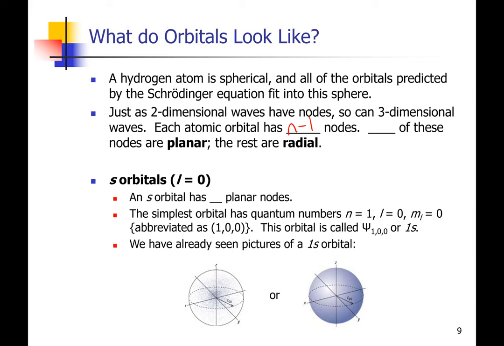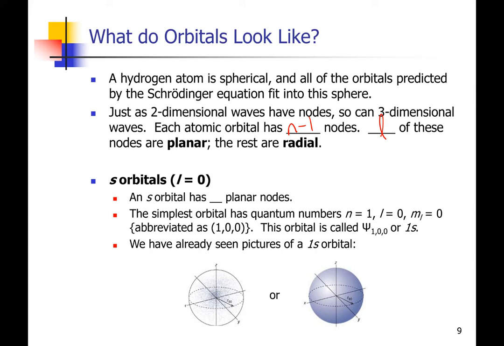Now, we don't see all of those nodes initially if we just look at a surface representation of the shape of the orbital. The nodes that we are able to see if we just draw an outline of the orbital, those are oftentimes referred to as planar nodes, and the number of planar nodes is equal to that angular momentum quantum number. The other nodes in your atomic orbitals are what we refer to as radial nodes, and they are nested inside the atomic orbital. We'll see what those look like in a little bit.